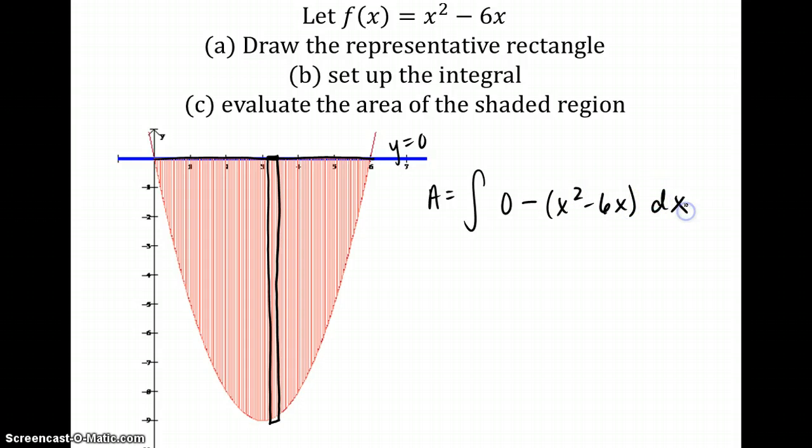Now this is easy enough to see, but we'll do it anyway. To find the boundaries, to find the values of a and b, we set the two functions equal to each other. And this is graphed to scale, so it's easy enough to see that 0 and 6 are where the two functions intersect. Distributing the negative.